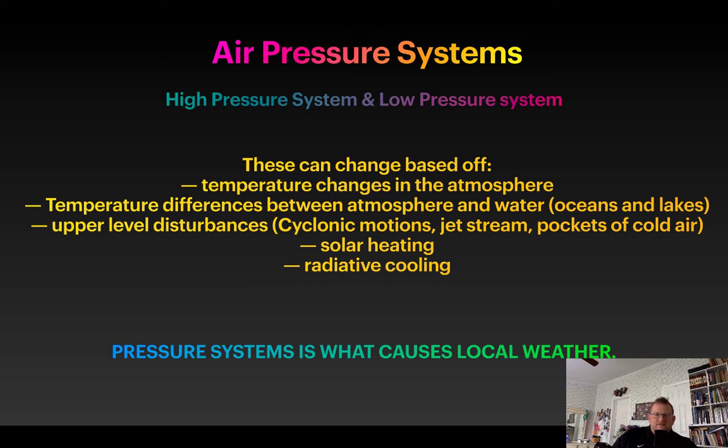And then pockets of cold air. If there's a dense pocket of cold air, that can affect a high pressure or low pressure system. Solar heating, that's the sun heating the air or heating water up, which can cause changes.